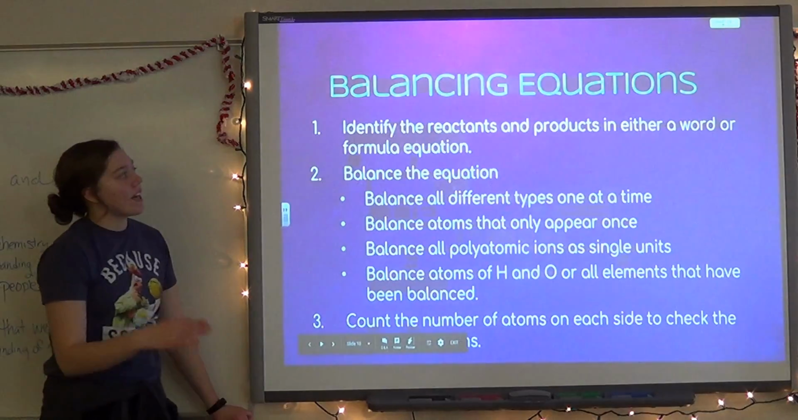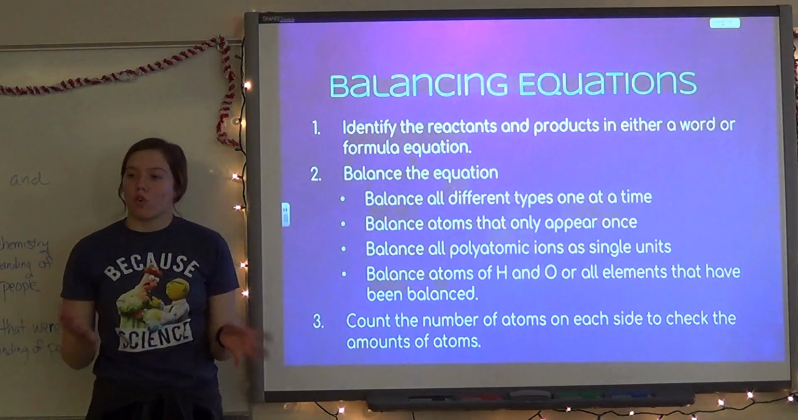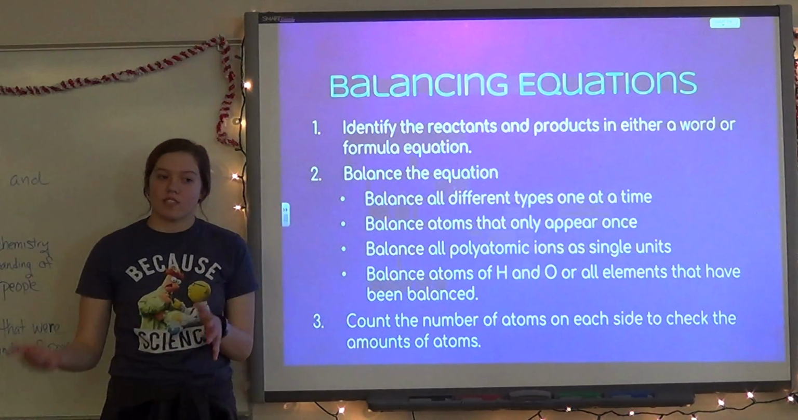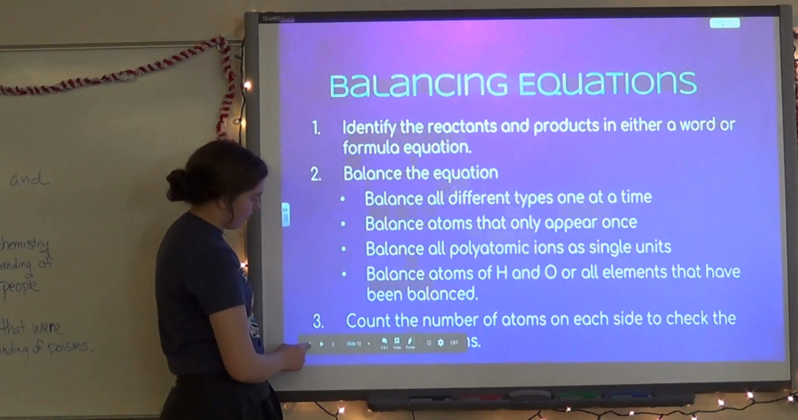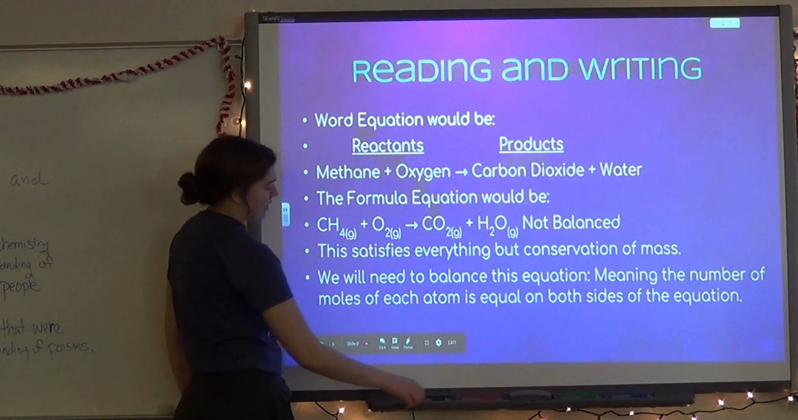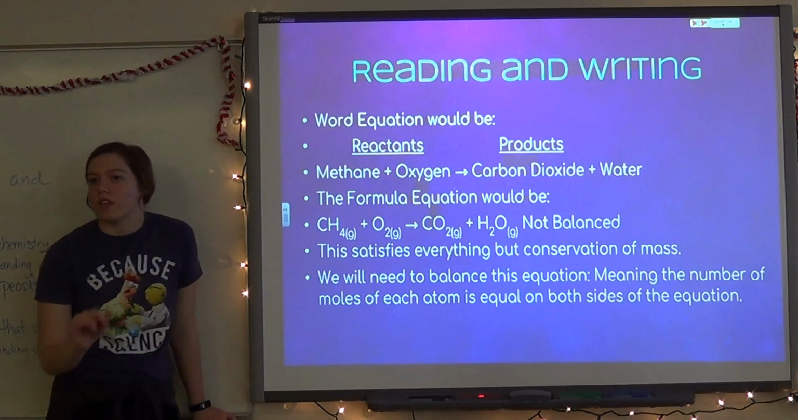Here we go. So first, identify the reactants and products in either a word or formula equation, so know which side is reactants and which side is products. And how do you know that when you look at an equation? How do you know if it's reactants or products? So let's just look at this first one. How do you know it's a reactant?